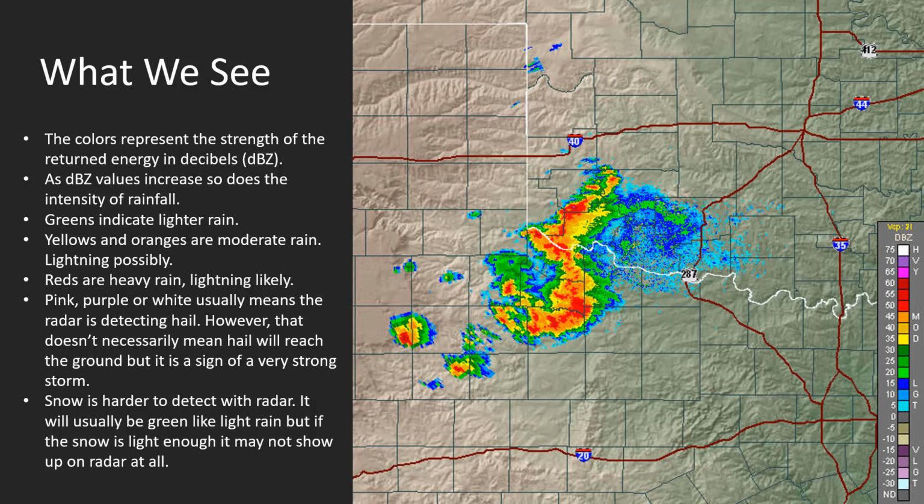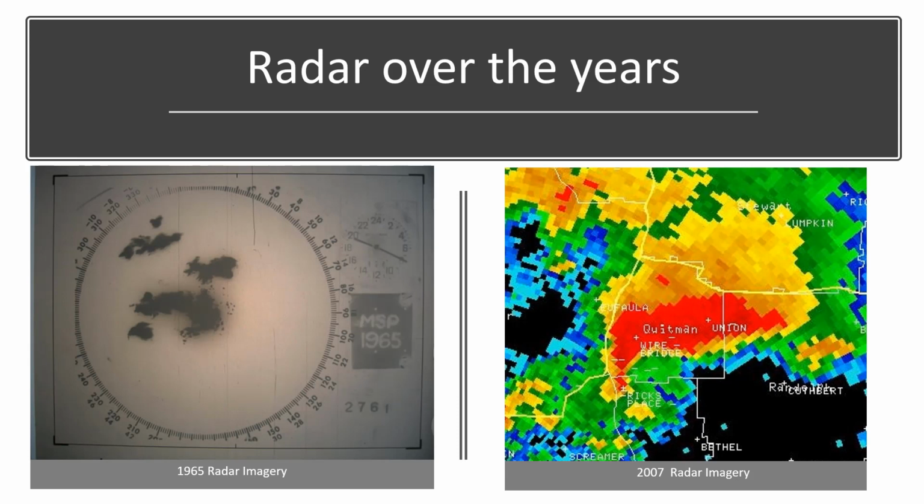Snow is harder to detect with radar. It will usually be green, like light rain, but if the snow is light enough, it may not show up on radar at all. Radar imagery has really improved over the years. The imagery on the left is from 1965. The image on the right is from 2007. Both images are supercells, but the blobs on the left are unrecognizable. We can see a lot more storm features with radar now.